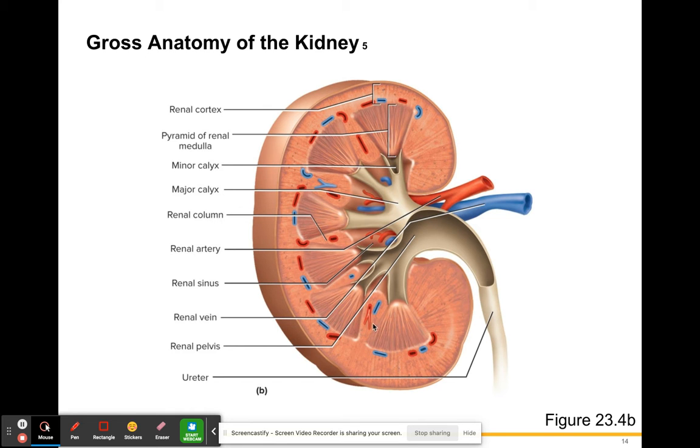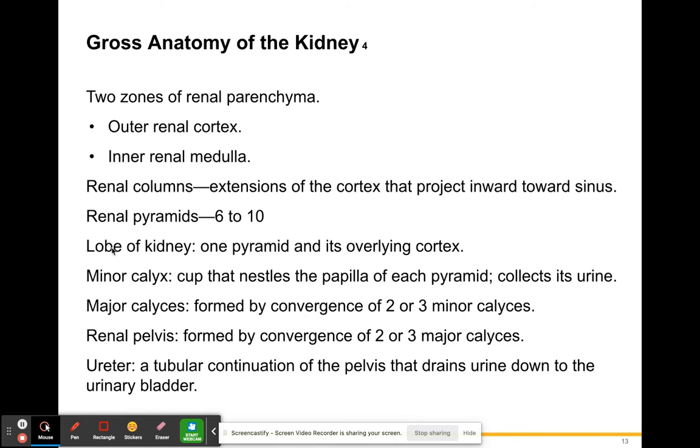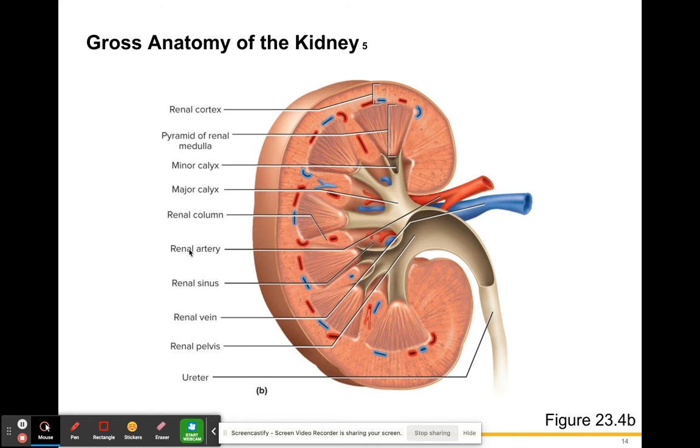Okay, so that's what we call lobes of the kidneys. You have things called calyx or calyces, so you have major and minor calyces. The minor calyx is a cup that nestles the papilla of each pyramid and collects urine. Right here would be a minor calyx. Here would be a minor calyx. Here is a minor calyx, minor calyx, minor calyx. All of these collecting ducts that come off of these medulla pyramids are going to be minor calyces.